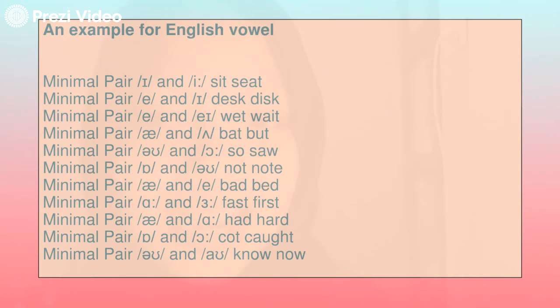Minimal pair O and O, for example, is coat and coat. Minimal pair O and O, for example, is no and now.